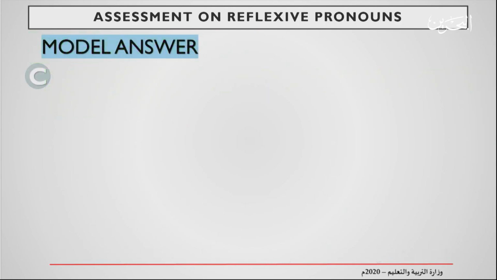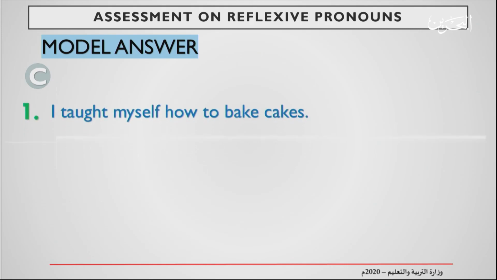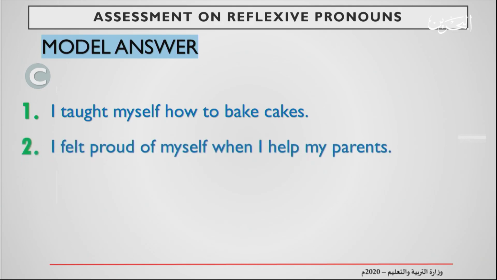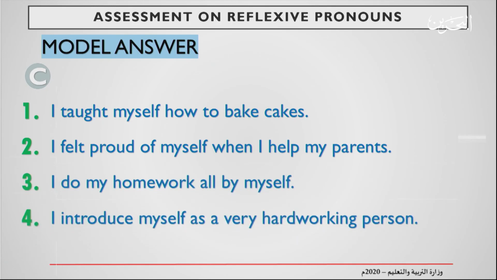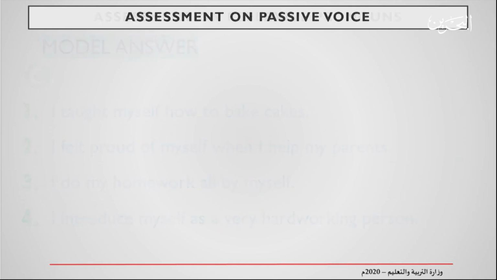Now let's jump to the model answers of question C. First one, I taught myself how to bake cakes. Now this model answer should be different to yours, but do not worry. Compare them both. Second one, I felt proud of myself when I helped my parents. 3, I do my homework all by myself. 4, I introduce myself as a very hard-working person. Give yourself a mark and let's carry on.